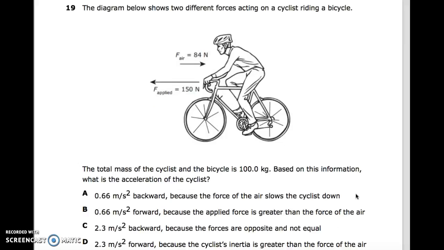Number 19. The diagram below shows two different forces acting on a cyclist riding a bicycle. F air equals 84 newtons. F applied equals 150 newtons. The total mass of the cyclist and the bicycle is 100 kilograms. Based on this information, what is the acceleration of the cyclist?